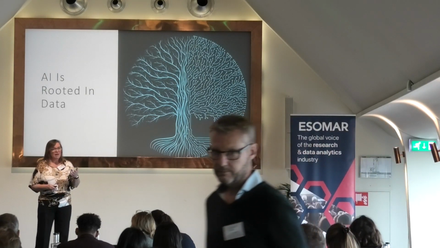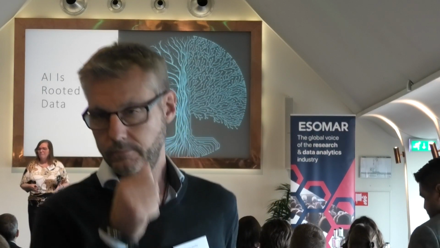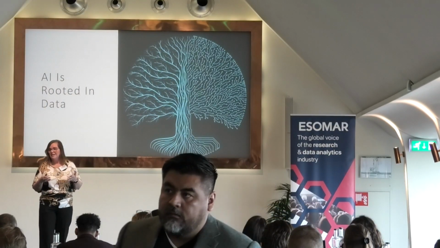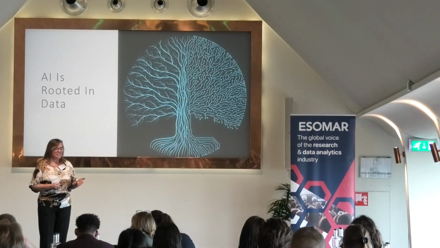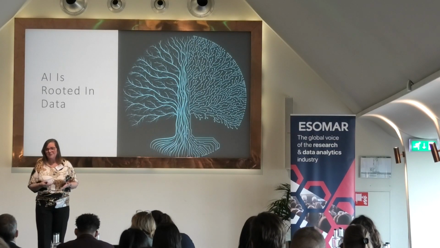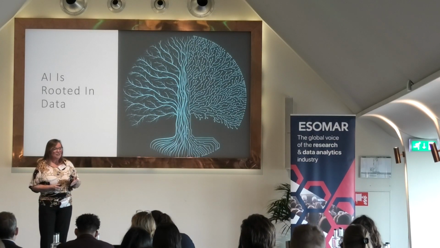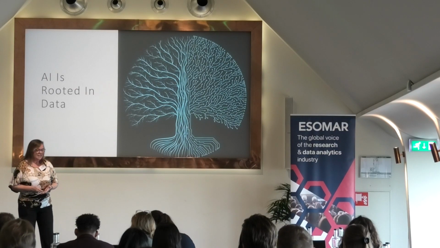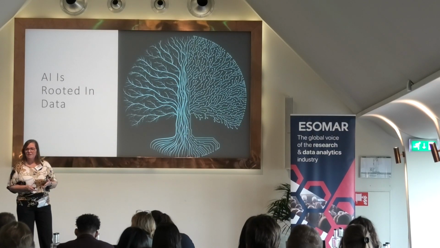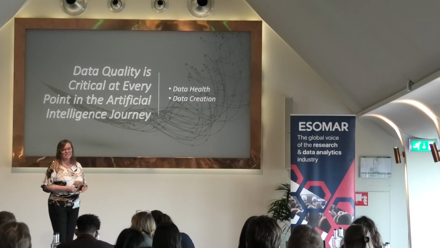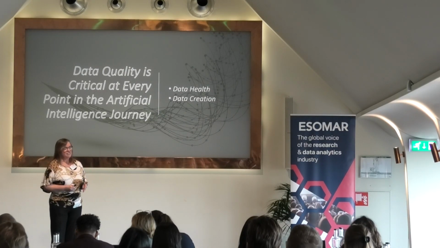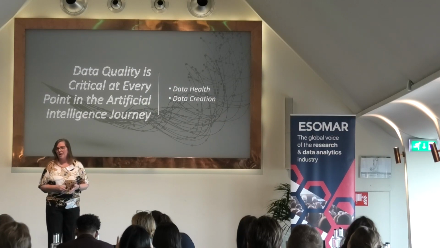So if you think about a tree, the roots are the data, and from the roots grow the tree, and you can get different trees based on the data that you're using. You can get really great trees and beautiful shade trees, and you can get sick trees, and you can get poison trees. It all depends on the data that you're using. And so think about data as the root of the AI tree that you're building or you're trying to work with. Because of that, it's critical at every intersection and every point in our AI journey.